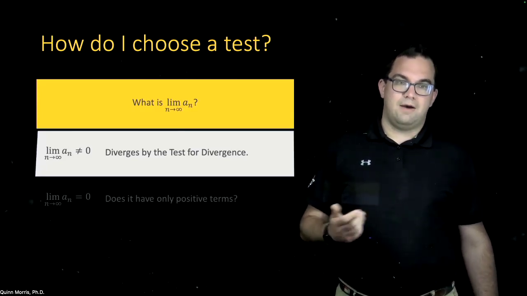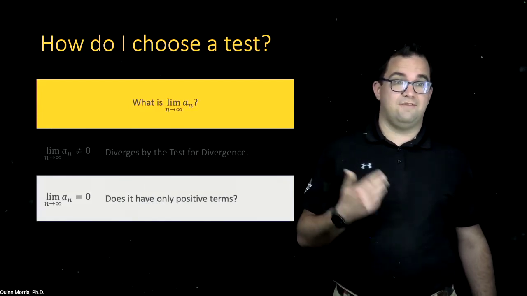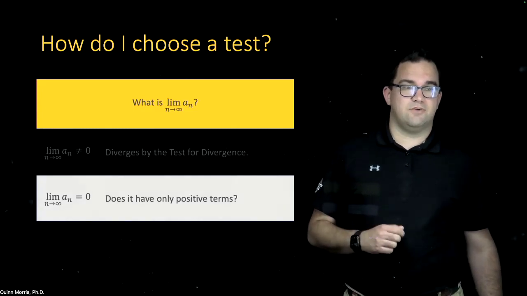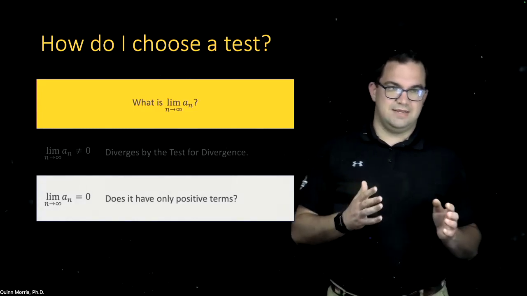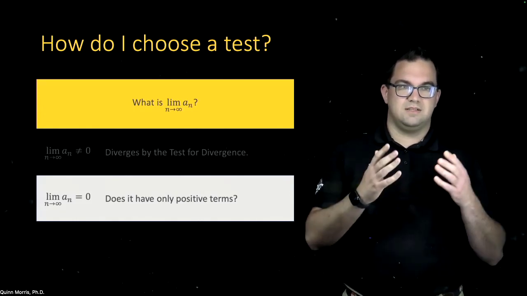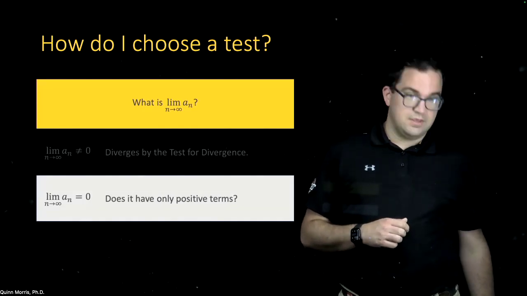However, if that limit is equal to 0, then I still don't know. I have to move on to some other test. The next question I'm going to ask myself is, okay, it's not any special series, and the limit of the terms goes to 0. So now let's look at the series a little more closely. Does it only have positive terms?